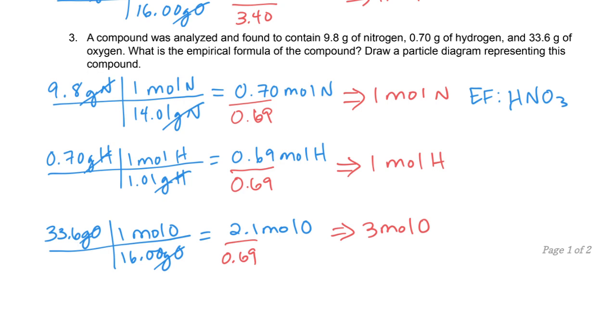For my particle diagram, nitrogen and oxygen are pretty similar in size, but hydrogen's a lot smaller. So I'm going to draw a nitrogen. That will be my nitrogen. I'll do red for oxygen, and there's 3 of those. There we go, nice oxygen. And then I'll do black for hydrogen. So just 1 small hydrogen. All right, so there's my particle diagram.